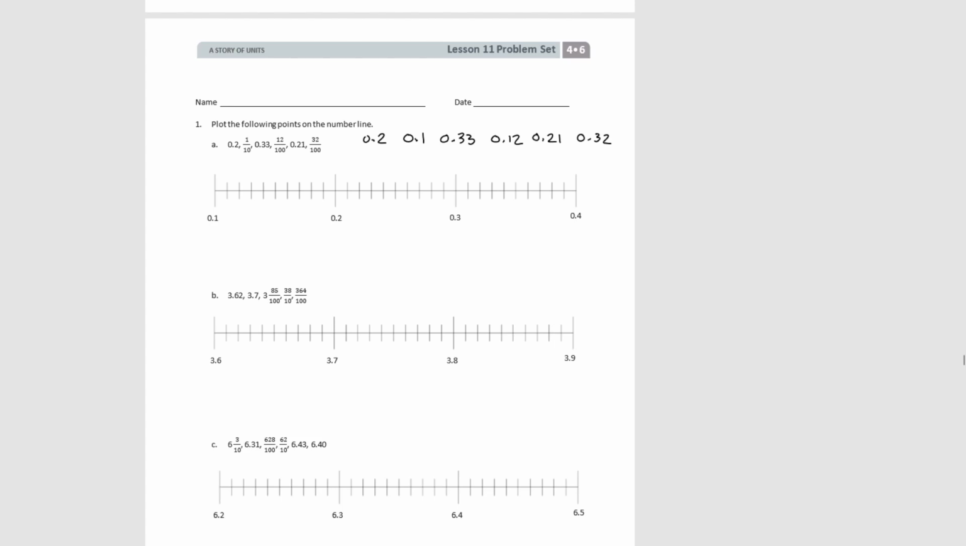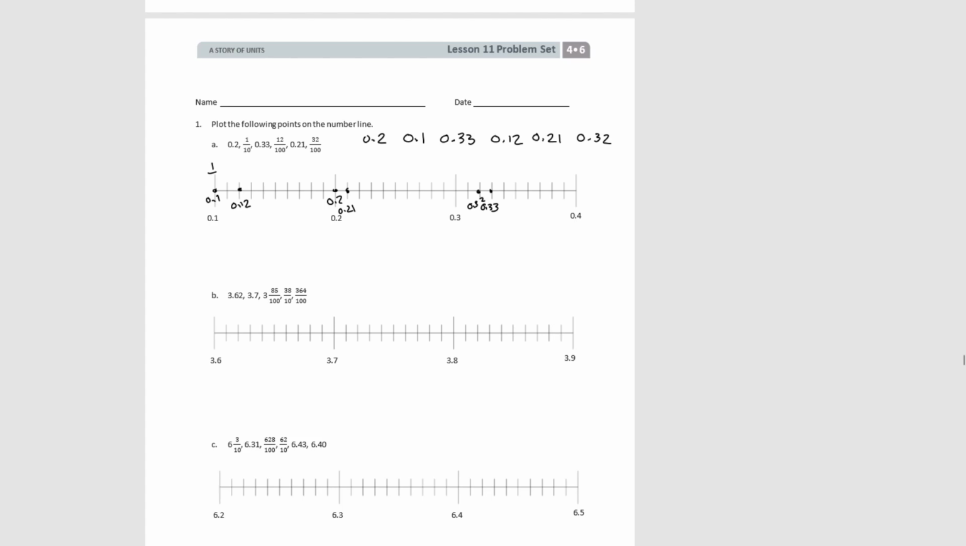So first of all, I have 2 tenths, and then I have 1 tenth, and then I have 3.3, and I have 1.2, and 2.1, and 3.2. And now I'm going to go back and match them up with their original form.